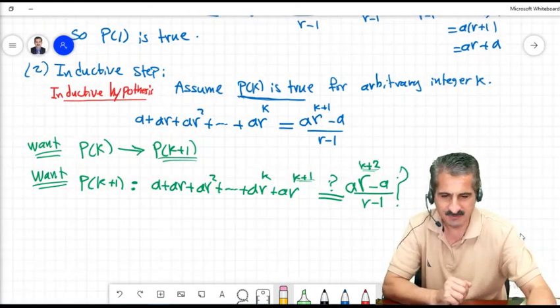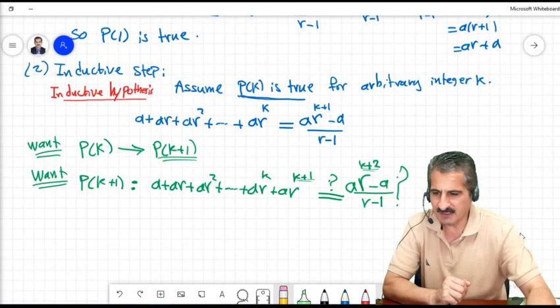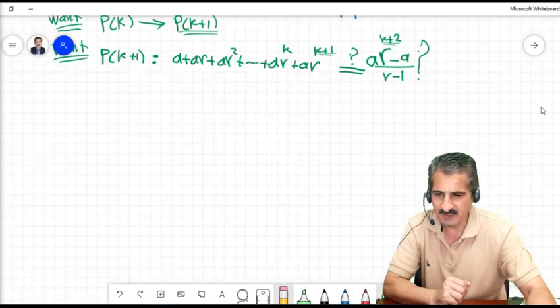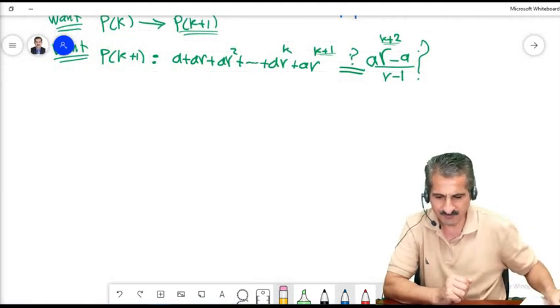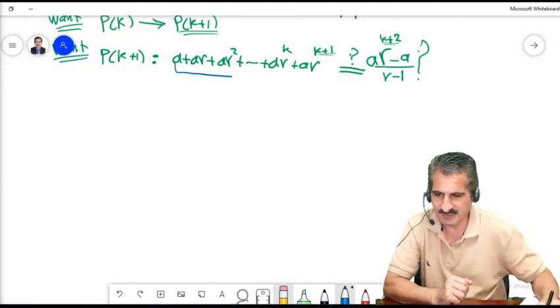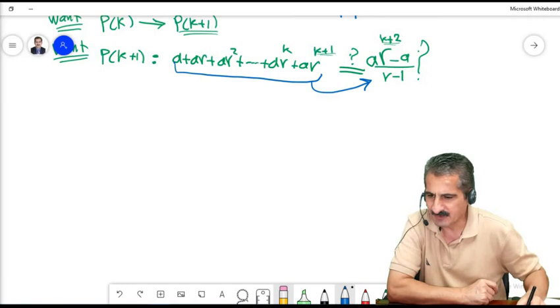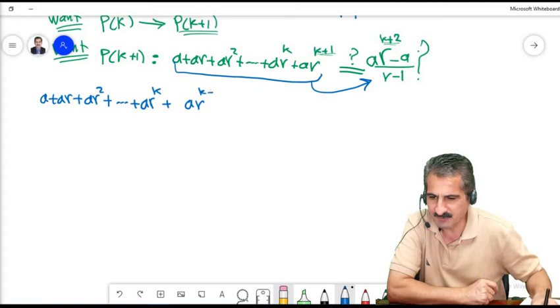Okay? And we will use the inductive hypothesis. Remember what the inductive hypothesis says. Okay, so we want to prove this equality. So we start with this side and then show it is equal to that thing. So let's start with it: a plus a times r squared, keep going all the way, a times r to the power k plus a times r to the power k plus 1.